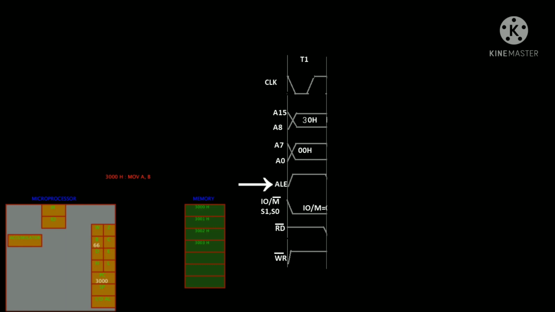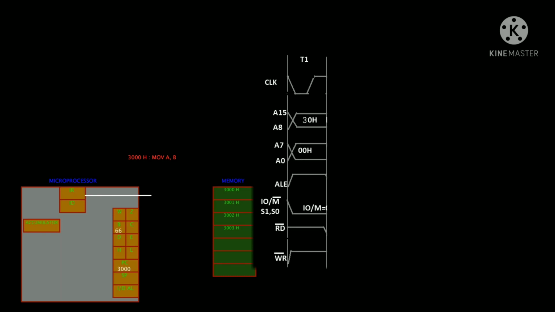Now we have to communicate with 3000H. So the higher order address bus will contain 30 and the lower order multiplexed address data bus will contain 00H. As we are communicating with the memory, therefore IO/M bar will be 0, because we know when IO/M bar is 0, memory is selected, and read bar and write bar will not be active now.